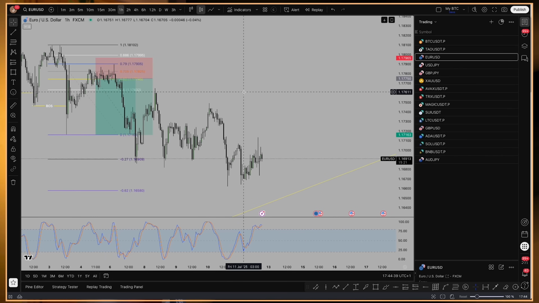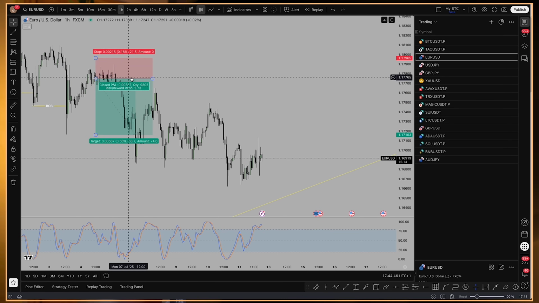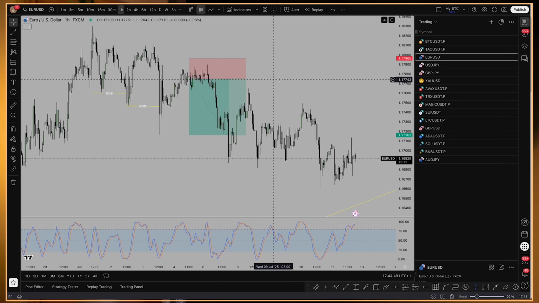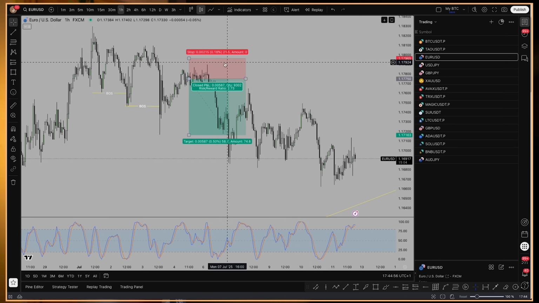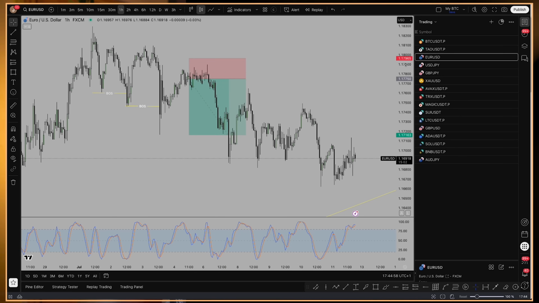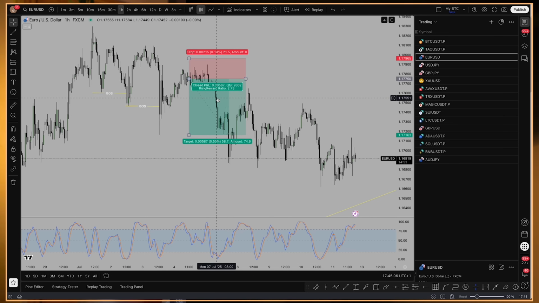Now let me quickly show how to actually place your trades. Simple and easy. So if we have this, for example, let's say we have drawn this. This is my entry, which is 1.17750. My stop loss is 1.17965, and my take profit is 1.17163. So this is a risk reward ratio of 2 to 3.